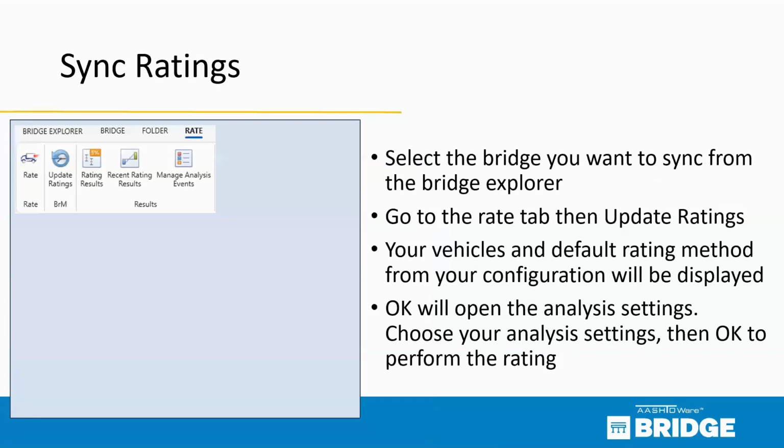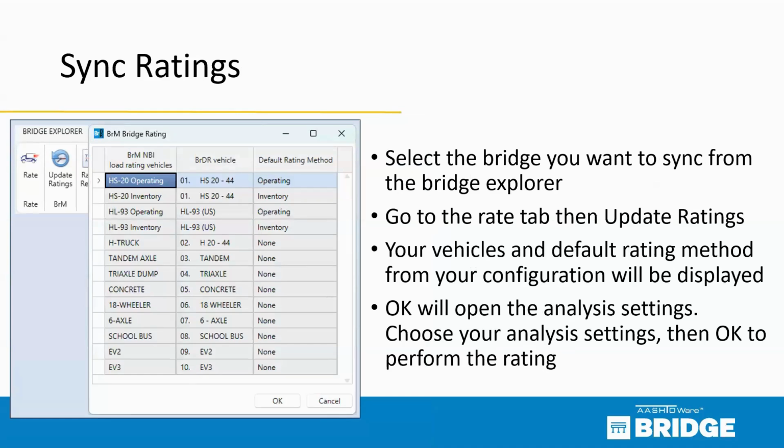Now I'll go through syncing ratings. So you'll select the bridge that you want to sync from the Bridge Explorer, and then go to the Rate tab, and then update ratings. Your vehicles and default rating method from your configuration, where I talked about that earlier, will be displayed. So here's where you've set up your BrDR vehicles that can correspond with your BrM vehicles. So there's nothing to change on this window. You'll just click OK, and it'll open the analysis settings. So you'll choose your rating method and your vehicles, all your default analysis settings, and then click OK to perform the rating just as usual.